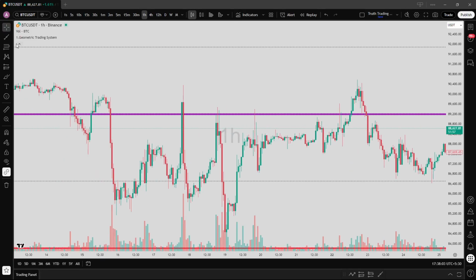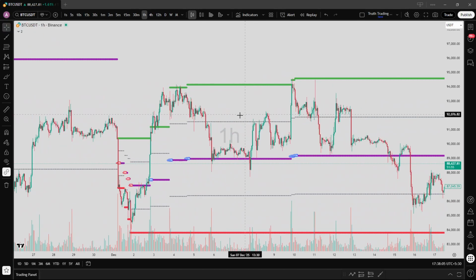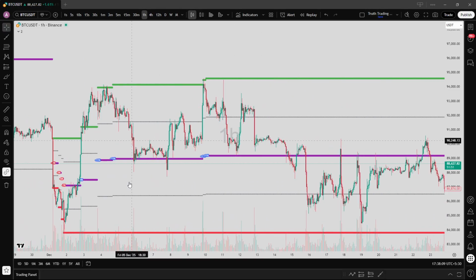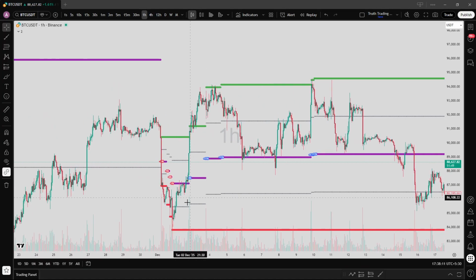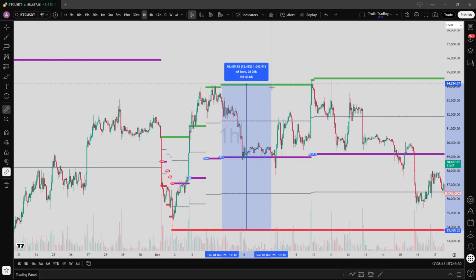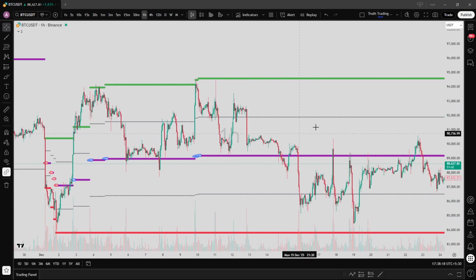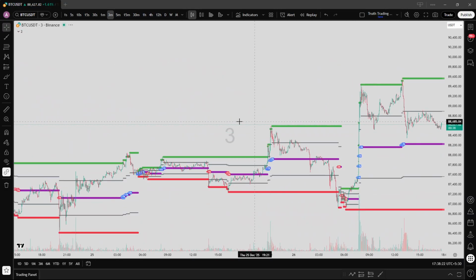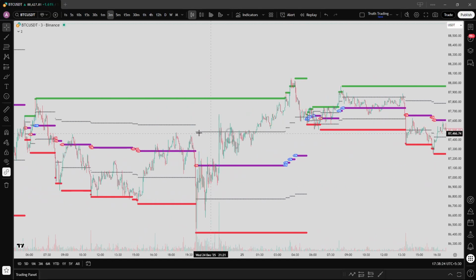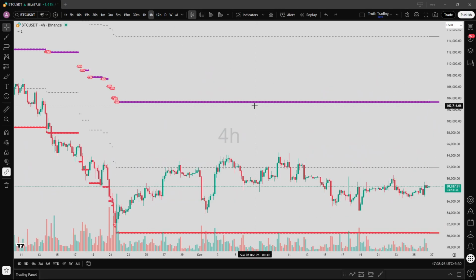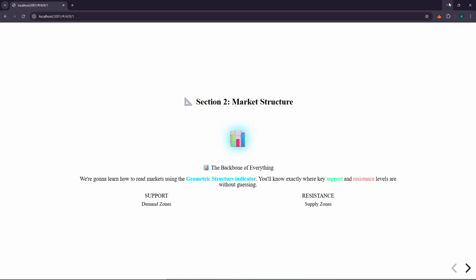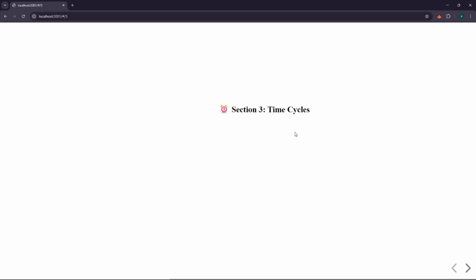So here is the market structure: highest high, lowest low. As it's developing, we have the midpoint and we are tracking the range of this, which is around 11%. We can actually go to any time frame you'd like, and it will give us that structure there, right? So that's being done. Let's move on to the next section.